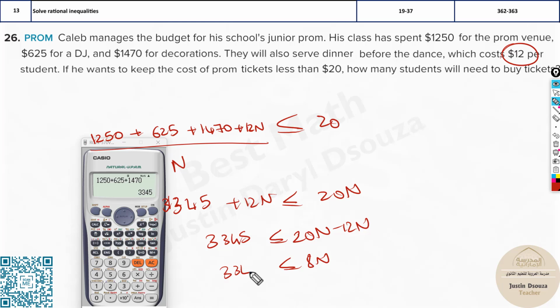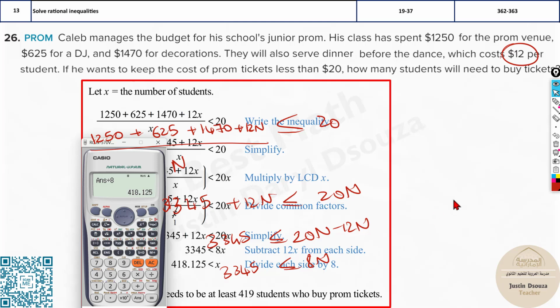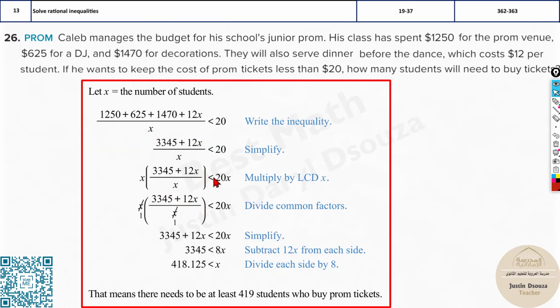Now here we have 3345. So just divide this number by 8. It should be 419 people. So they must have at least 419 students who must join the prom. Only then can the cost per student be $20.